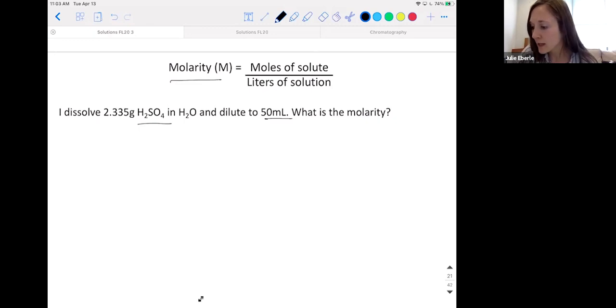We need to convert grams to moles first using a molar mass. We need to convert milliliters to liters. Then we can plug everything in. All right, so let's get a molar mass for H2SO4.